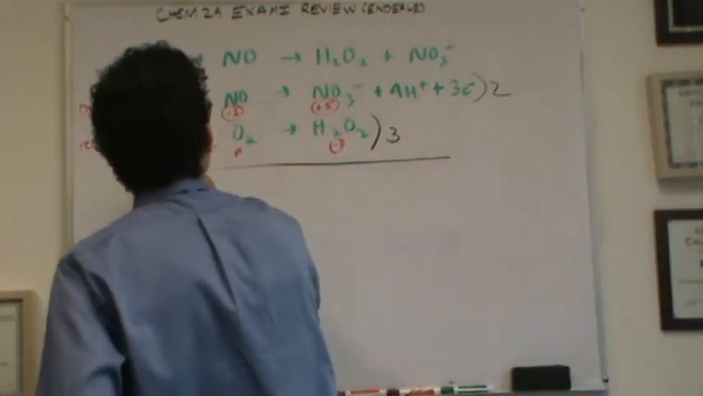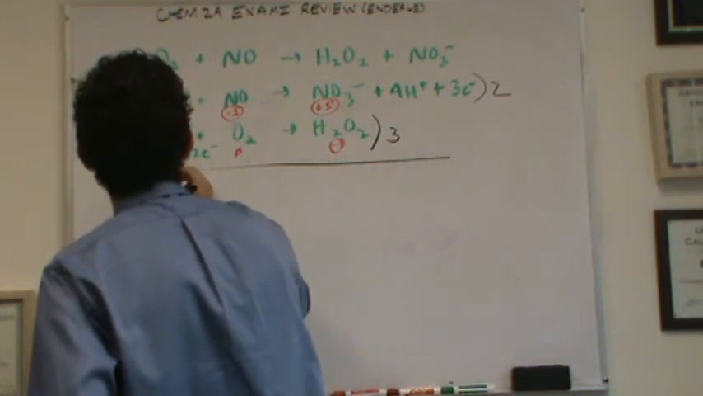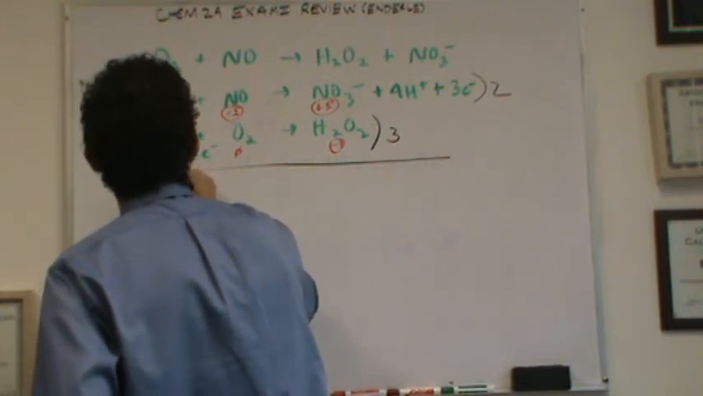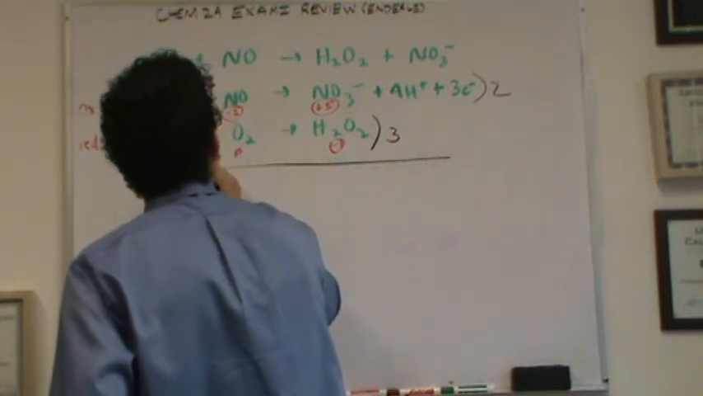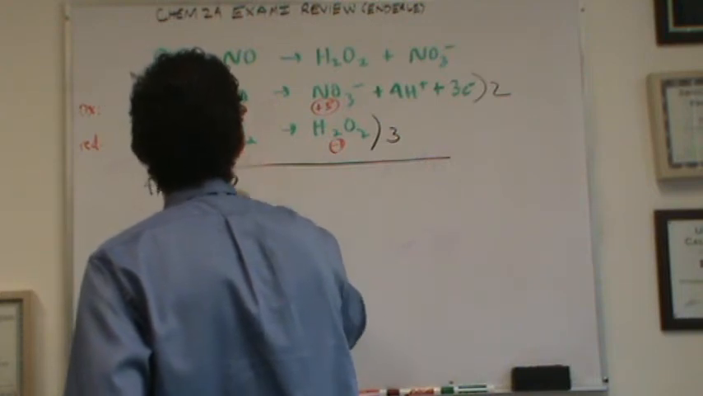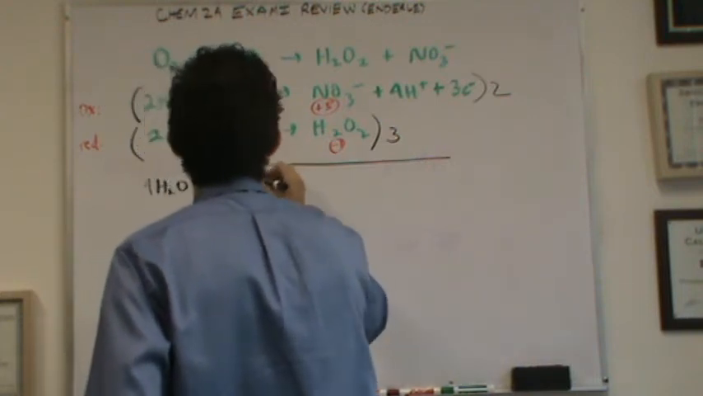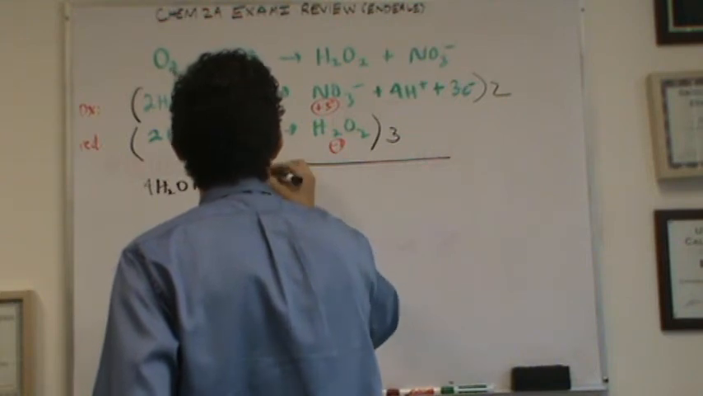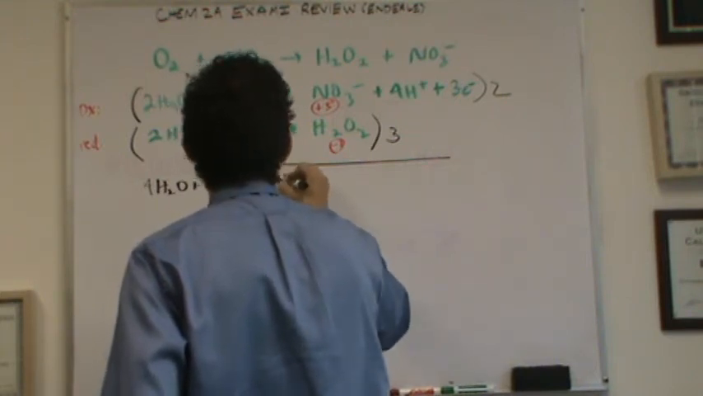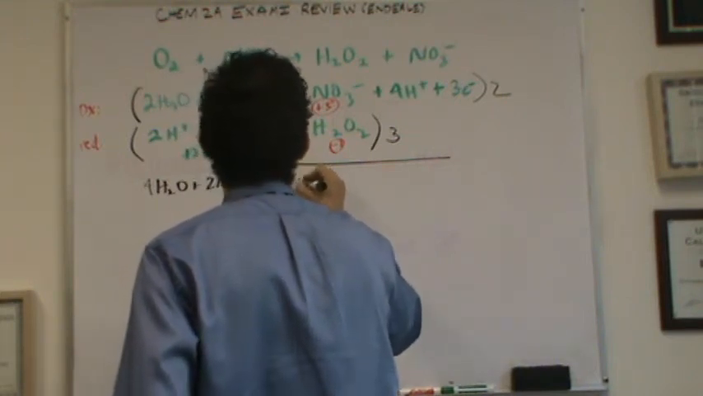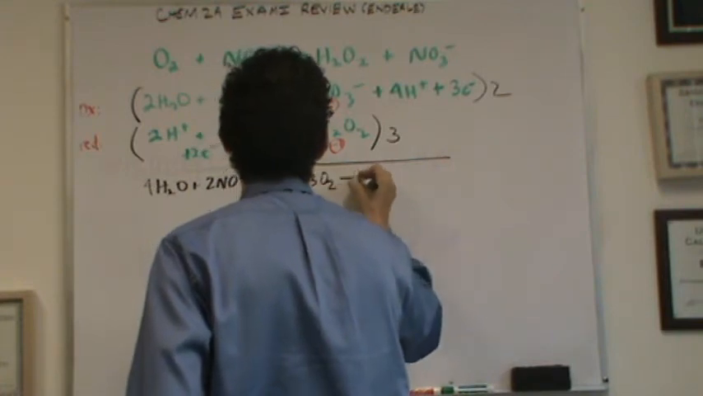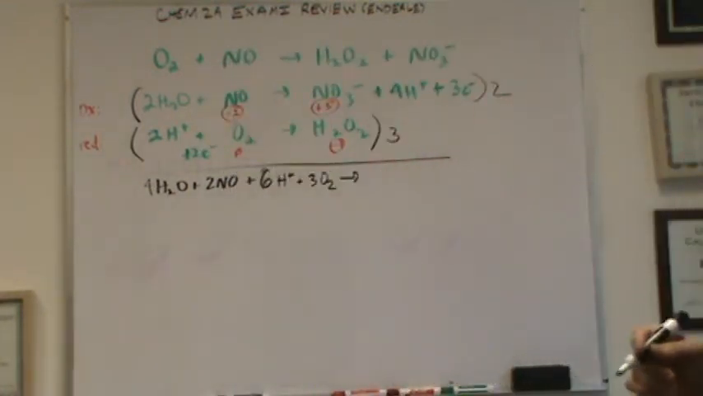So that'll get us, I'll do all the reactants first. There's 4 H2O plus 2 NO plus 6 H plus 3 O2. Okay, that should be all the reactants.